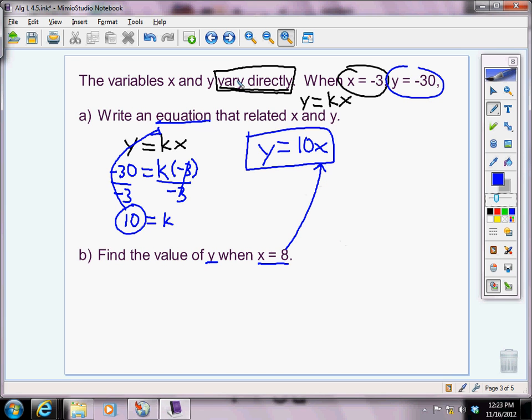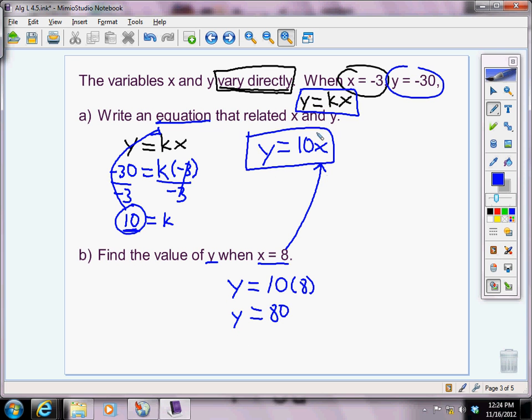Okay? So when it says two variables vary directly and they give you what those variables are, solve for your constant of variation and plug it back into your direct variation formula. And down here, if I want to know what y is when x equals 8, I just substitute 8 in for x, and y is going to be 80.